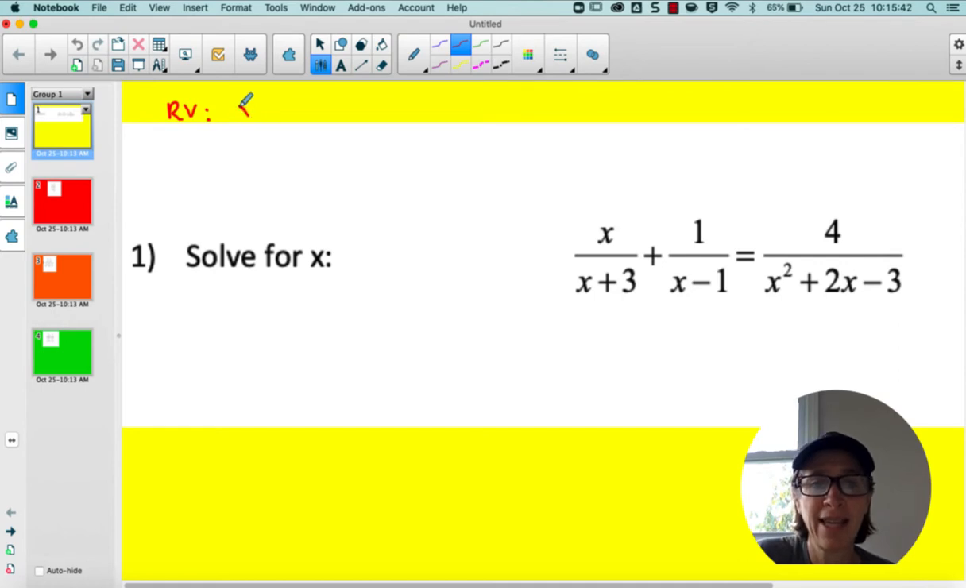I would then say that x could not equal -3 and x could not equal 1. Why? Well, if I plug those in, I'm going to get a 0 in the denominator, which we've discussed. We can't have a 0 in the denominator because we get an undefined value.